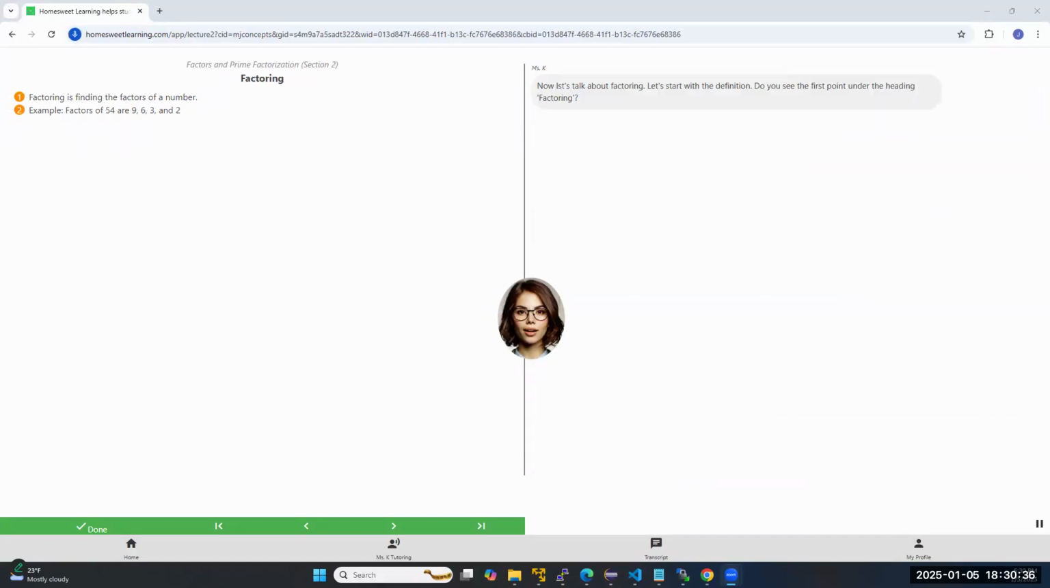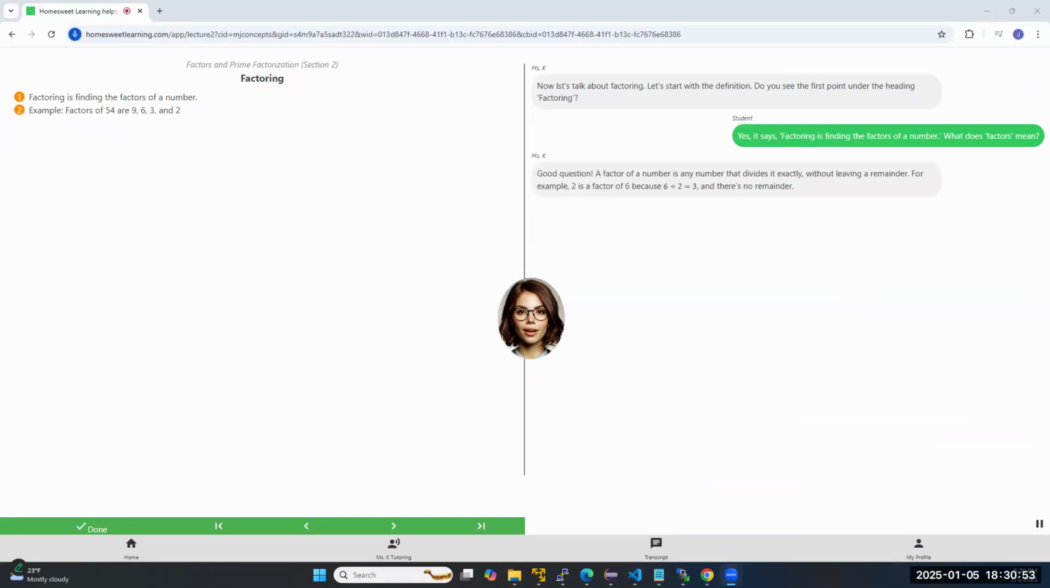Now let's talk about factoring. Let's start with the definition. Do you see the first point under the heading factoring? Yes, it says, factoring is finding the factors of a number. What does factors mean? Good question. A factor of a number is any number that divides it exactly, without leaving a remainder. For example, 2 is a factor of 6 because 6 divided by 2 equals 3, and there's no remainder. Oh, so factors are like numbers that fit evenly into another number.